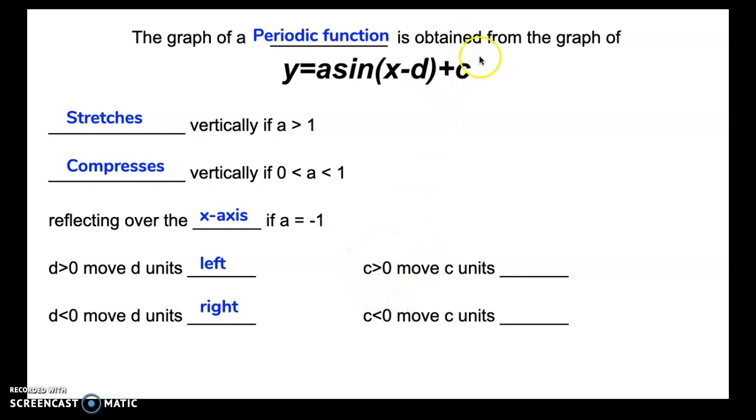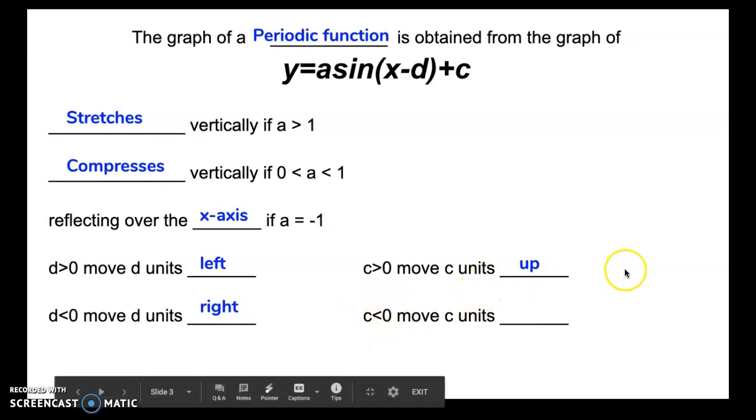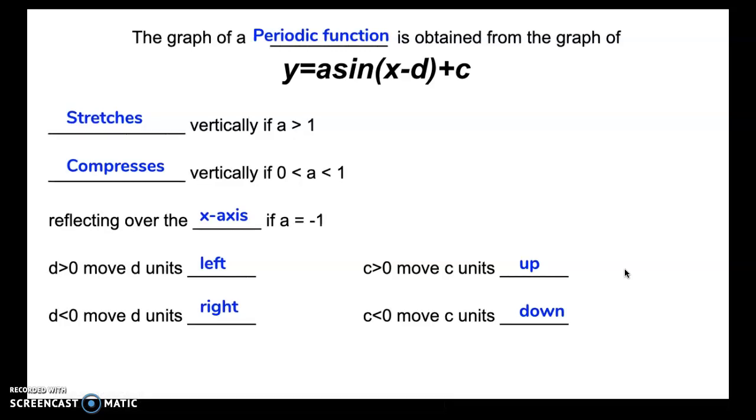For C, it's going to be the same as for quadratics. If C is positive, it's going to move the graph up by C units. So if it's 2, the graph moves up by 2. And if it's negative, it's going to move down by 2. Again, exactly the same as quadratics.